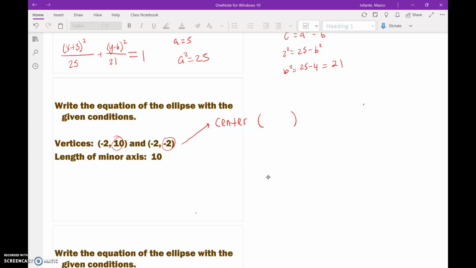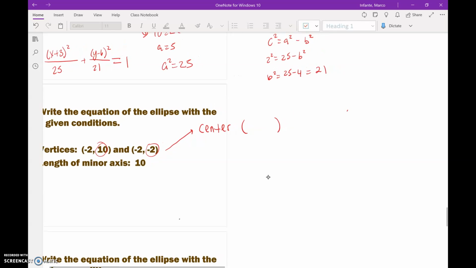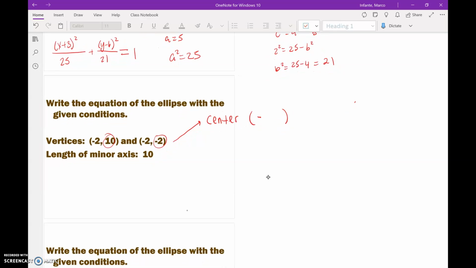Well, the midpoint of -2 and -2 is -2, or the average. And what is the average y value? We're going from 10 to -2. What is the average distance there? Where would be that value? It would be 4. That would be our center. Then we know that the major axis is vertical, because the y values are the ones that have increased.